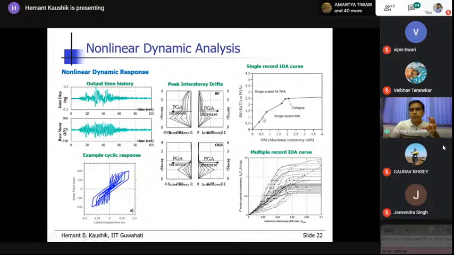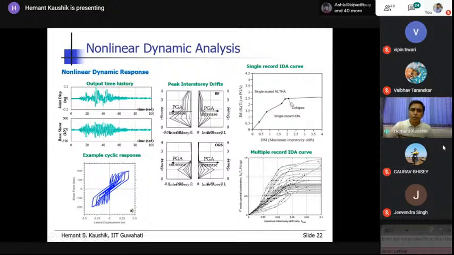Sorry, this is the single record. This is a single record time history analysis. For different instances, we are showing here the maximum interstory drift. What I was saying is here, but this is for a single record. You keep on increasing the severity, and what we get here is the collapse. So what is shown here is the collapse for the single record nonlinear time history analysis.